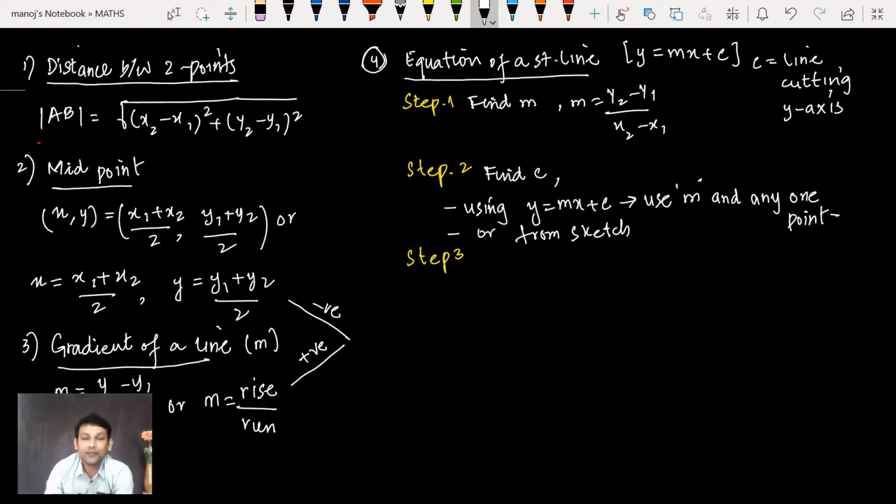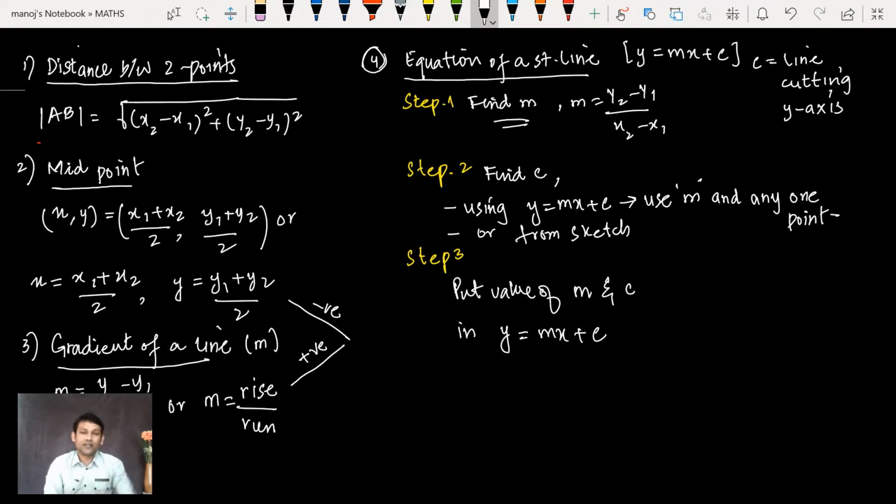Okay. Number 3, what you have to do when you know the value of the gradient and c: put the values of m and c in the equation y equals mx plus c. This is the simple way that you can get the equation of a straight line.